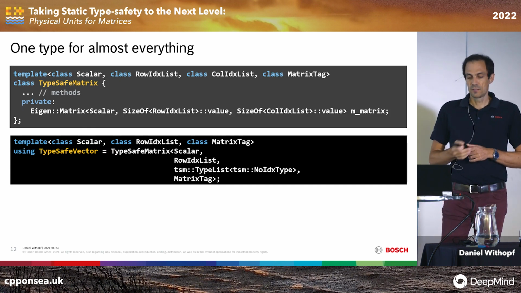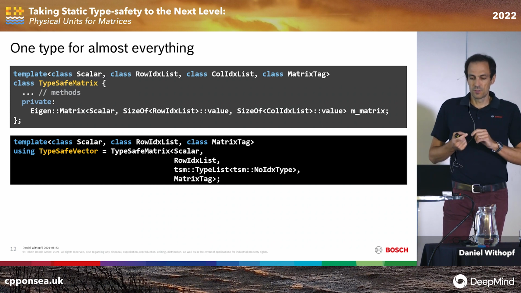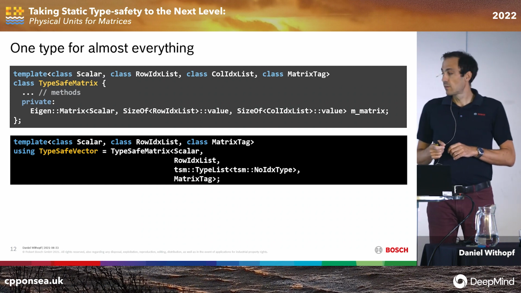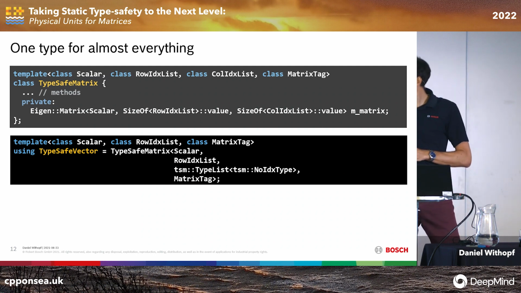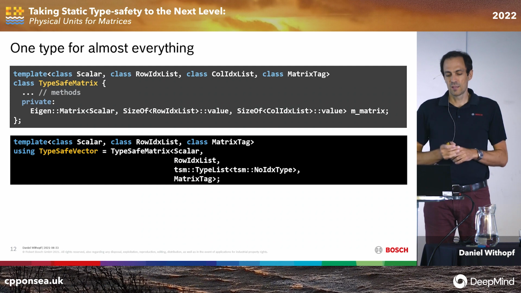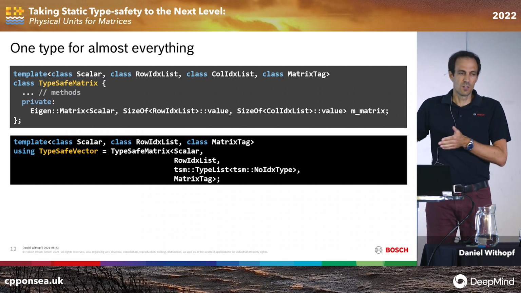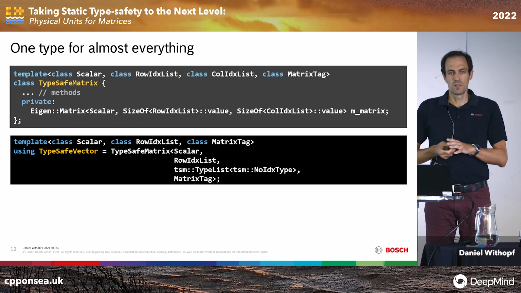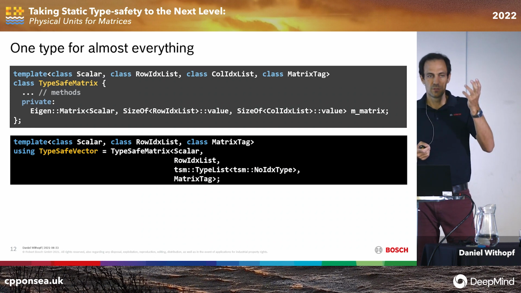Then there are certain aliases. So this here would be a type-safe vector, where you only have to specify the rows. So in this case, the columns here are given by a type list with a no index type. And this is simply a sort of empty tag. This means that this index does not influence the physical unit. So the column unit in a column vector does not influence the physical unit. The only important information is contained in the rows.